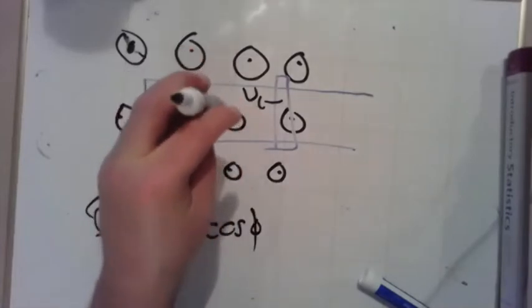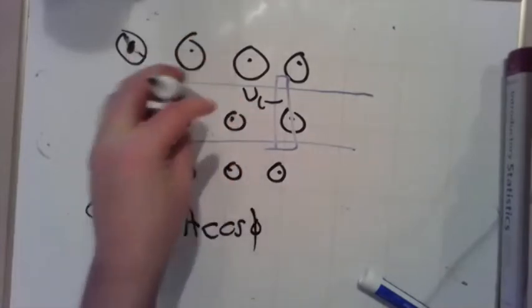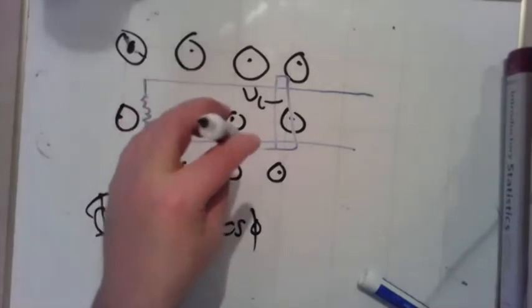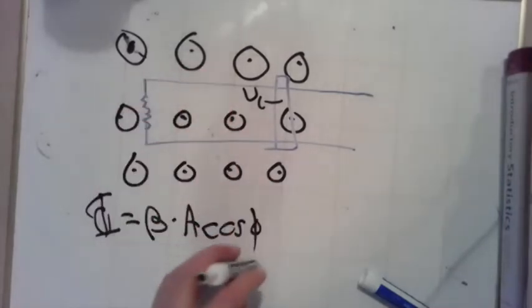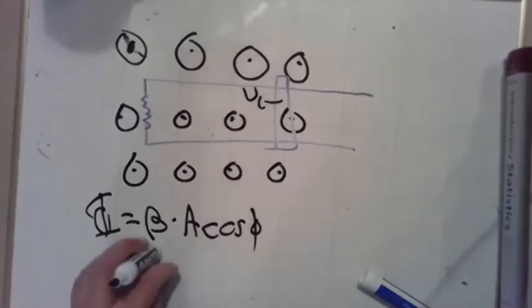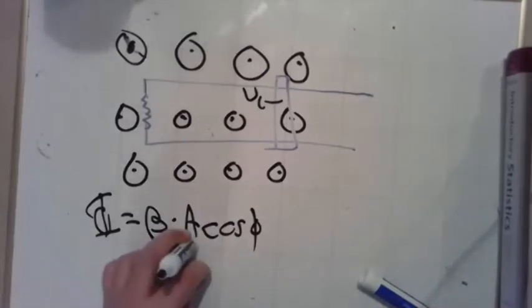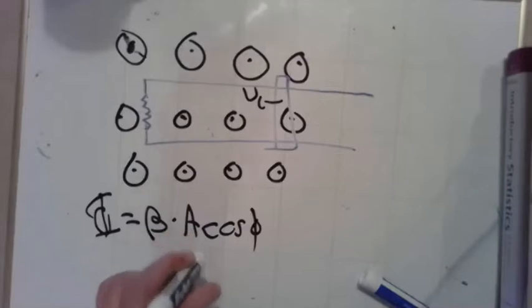B is pointing straight out. dA, the normal vector, is pointing straight out. Those are in the same direction. Angle is 0, cosine is 1. B is constant. A is what's changing here. So I'm going to have a changing flux.